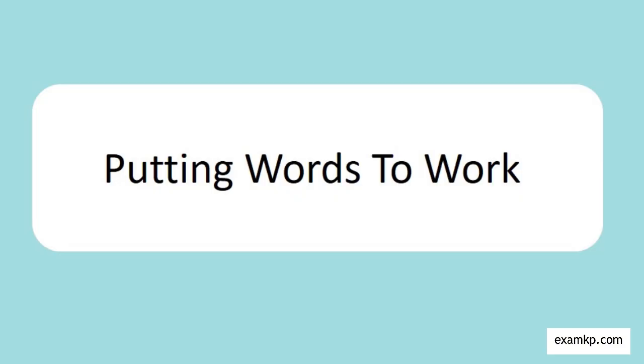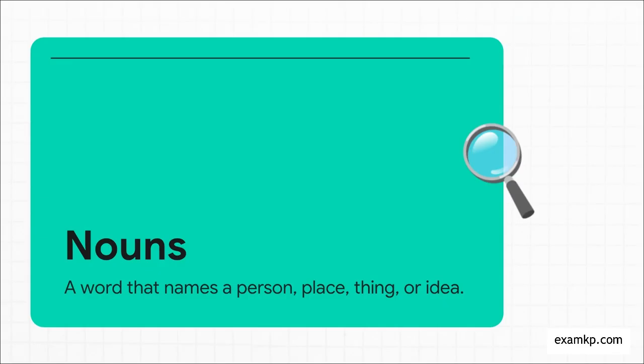Alright, section 3, putting words to work. Enough with the theory, right? Let's actually see these building blocks in action. We'll break down the word classes you're gonna see the most on your exam. Let's start with the absolute foundation. Nouns. A noun is just a naming word. Simple as that. It can be a person, a place, a thing, or even an idea like courage or love.